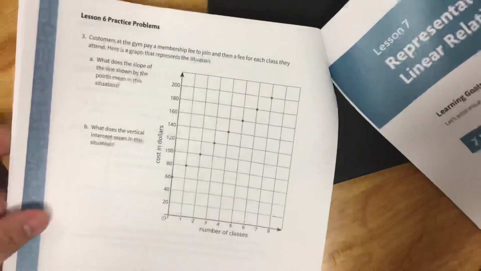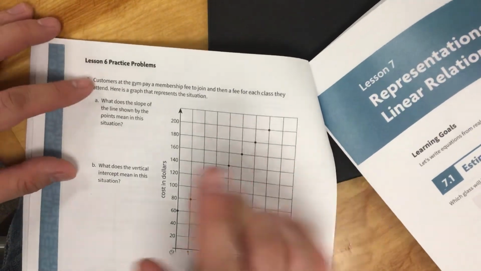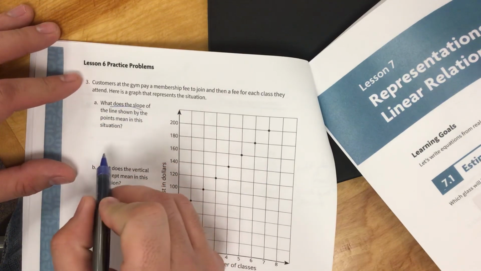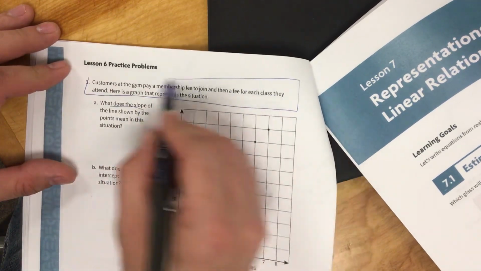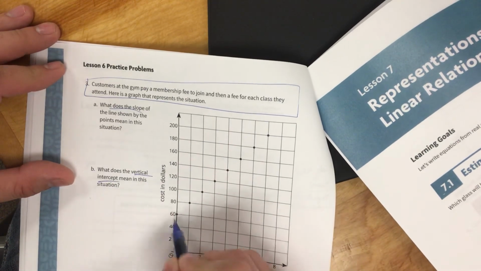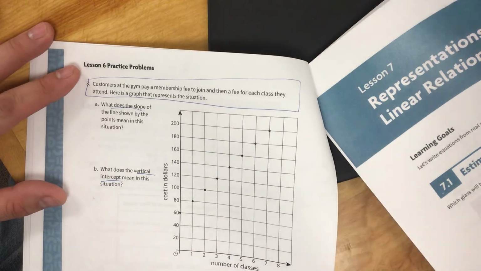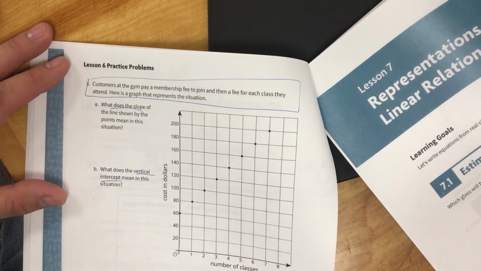And only the third and final question. Again, what does the slope mean in this problem? Using this information about a gym membership. And what does the y-intercept mean in this problem? So not too bad today, and those 3 questions, that'll be due tomorrow.